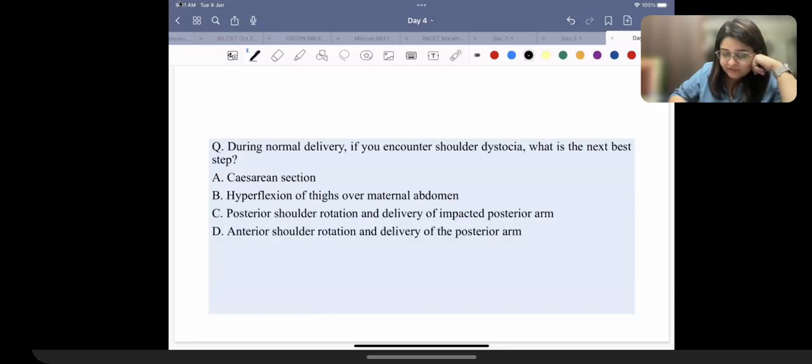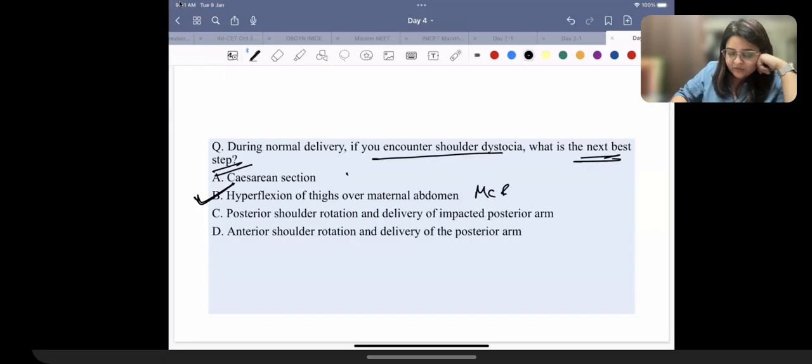During normal delivery, if you encounter shoulder dystocia, what is the next best step? You'll do the McRoberts maneuver, right? This is McRoberts.